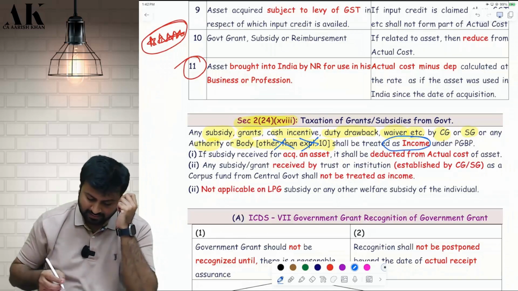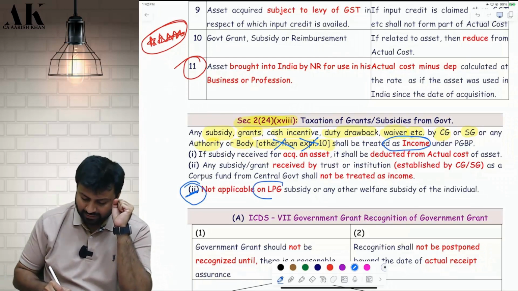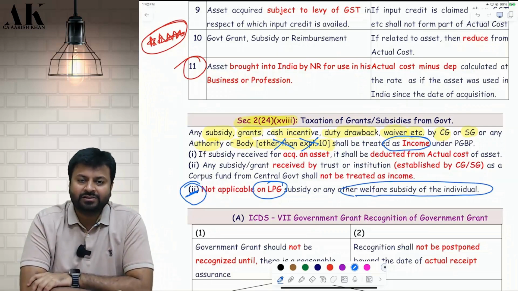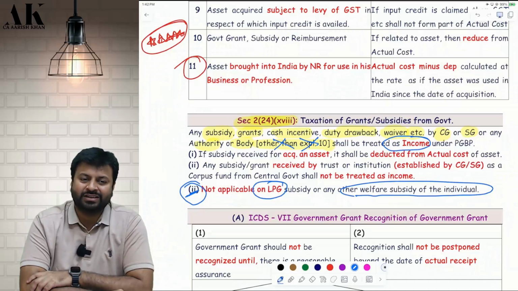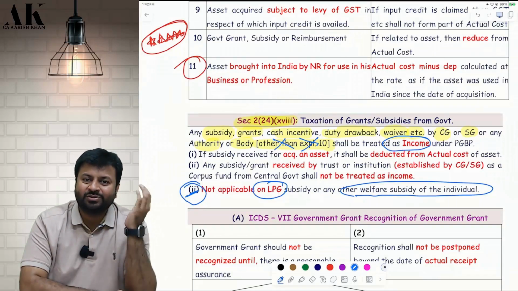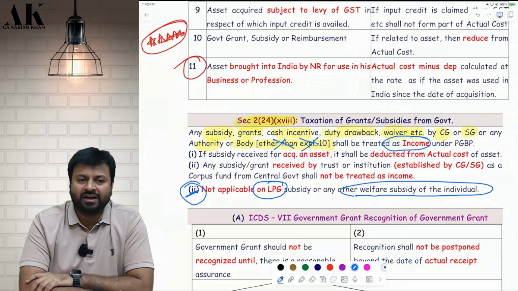So the government made a clarification in point number 3. Check. Not applicable on LPG subsidy or any other welfare subsidy of the individual. It is not for your personal benefit. If there is some personal subsidy which you are receiving from government, it is not subject to tax over here. For example, you are receiving some subsidy from the government for higher education. Government gives subsidy for higher education to kids, right? Please tell me. So that will not be considered as income. Are you clear? Please tell me. Yes, sir.